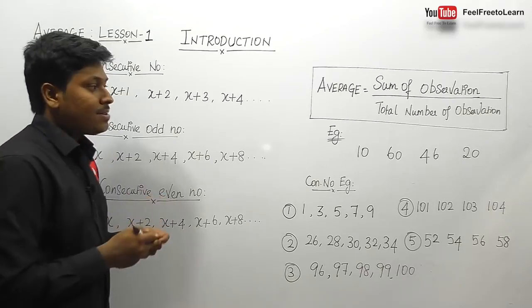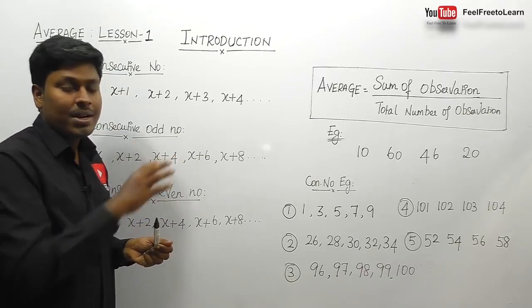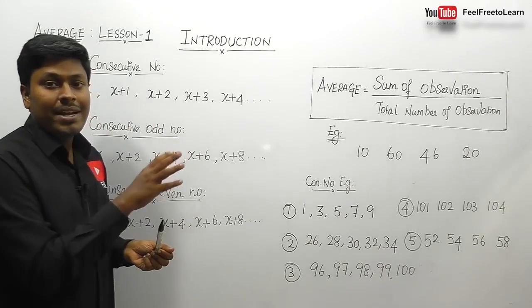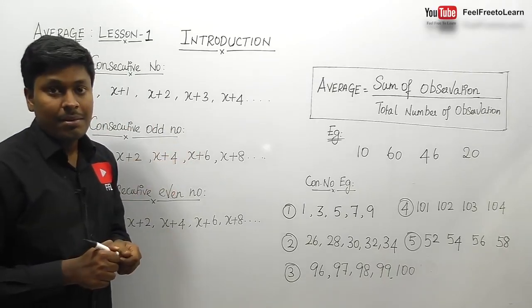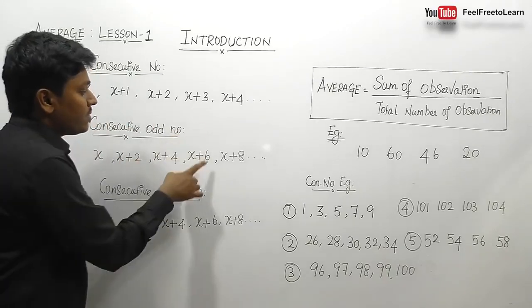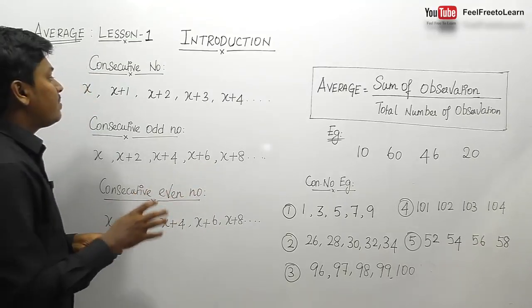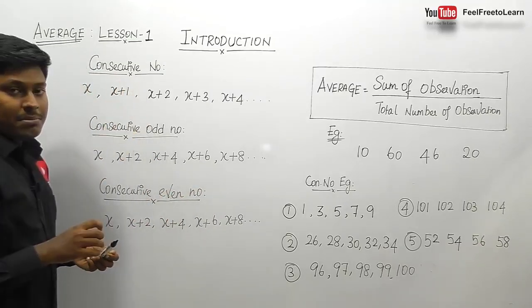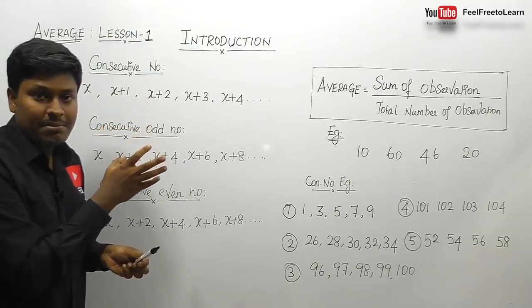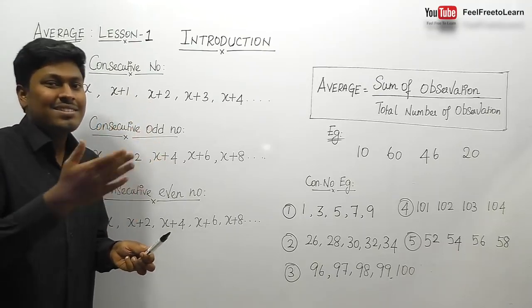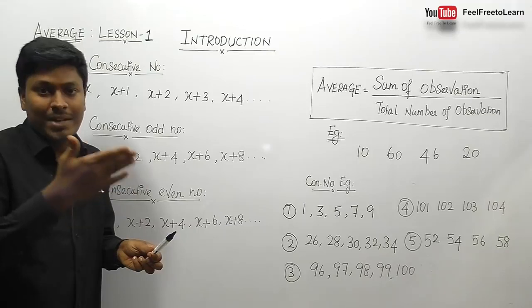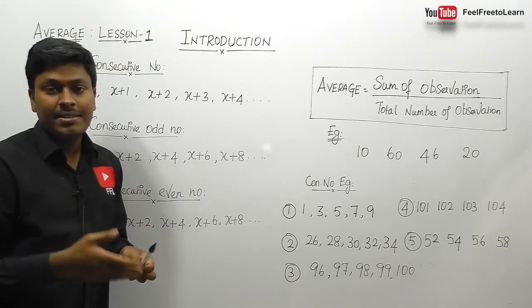So friends, in some cases, without using a formula or without adding, by seeing the numbers themselves, we can directly say the average of the numbers. But the numbers should fall in one of these categories, right? For example, let me take consecutive numbers. I think everyone knows what consecutive numbers are, right? Successive numbers like 91, 92, 93, 94, 95 are consecutive numbers.